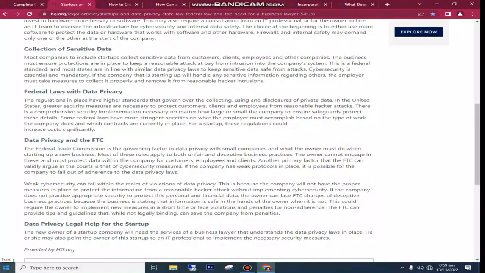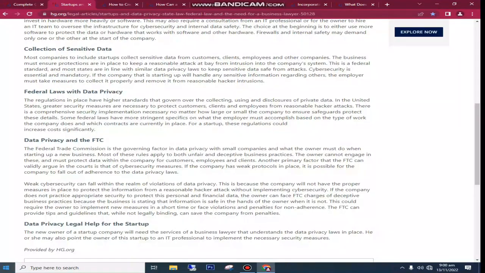Collection of sensitive data. Most companies, to include startups, collect sensitive data from customers, clients, employees, and other companies. The business must ensure protections are in place to keep a reasonable attack at bay from intrusions into the company system. This is a federal standard, and most states are in line with similar data privacy laws to keep sensitive data safe from attack. Cybersecurity is essential and mandatory if the company that is starting up will handle any sensitive information regarding others. The employer must take measures to collect it properly and protect it from reasonable hacker intrusions.